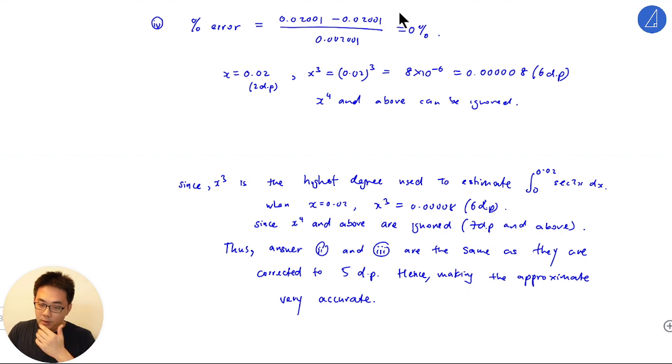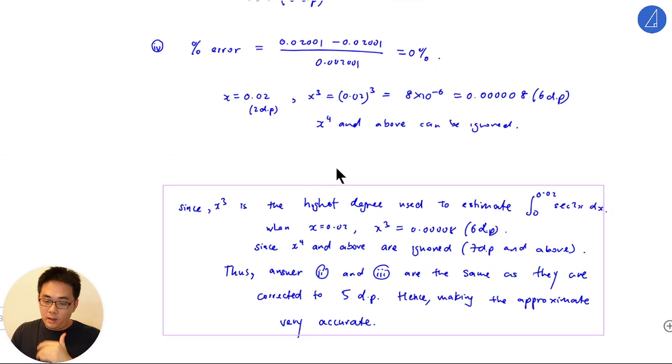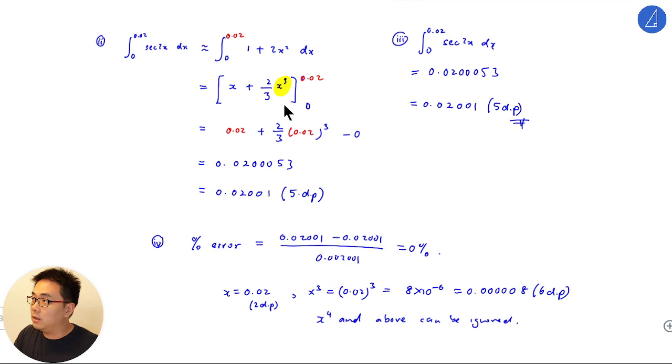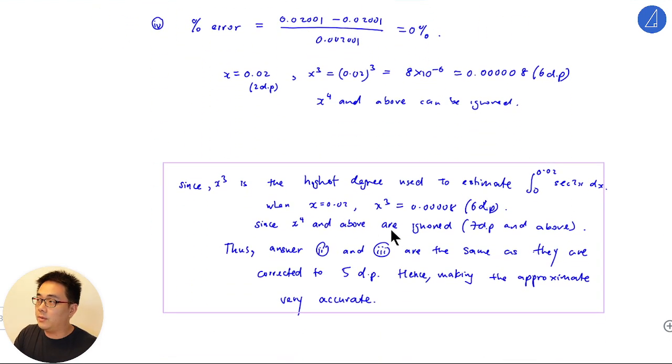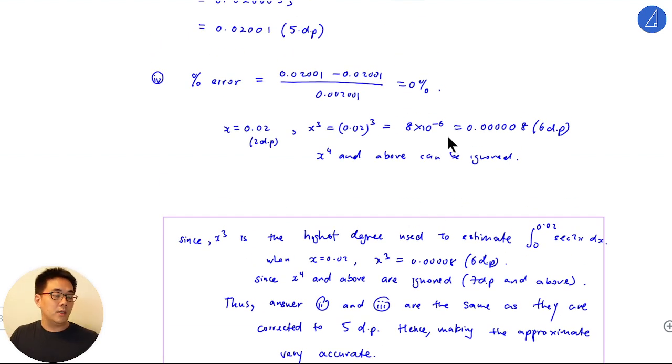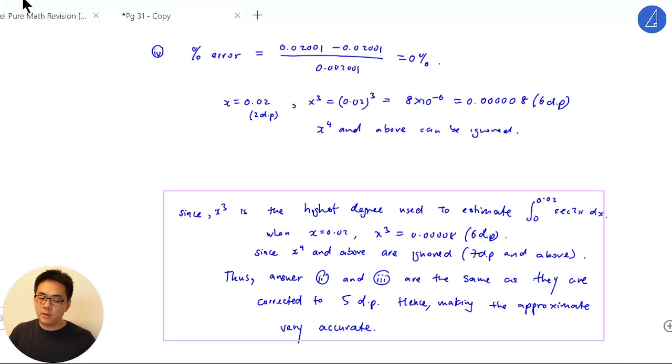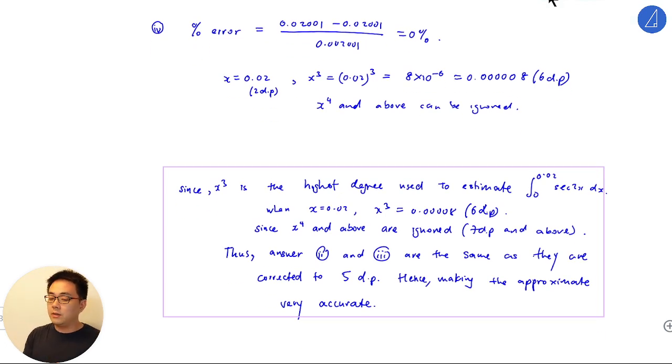I'll try and argue that in our integral, x cubed is the highest degree. So 0.02 cubed is actually 6 dp. And since x to the power of 4 and above are ignored, meaning 7 dp and above, the answers of the estimate and the integral are the same as they are corrected to 5 dp. Hence making the approximation very accurate. That's how I would think about it. So small angle, small values. Maclaurin series, we take very, very small values because very small values will be highly accurate, as they are close to 0.